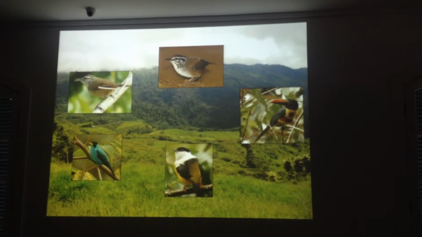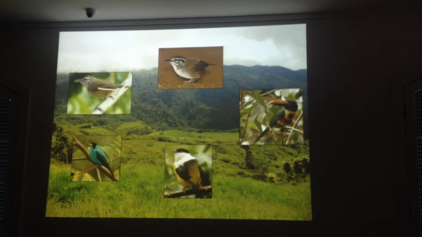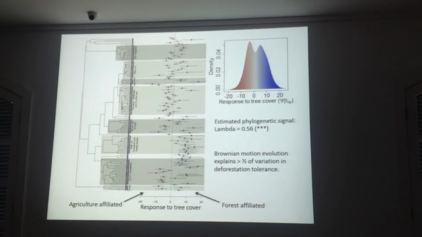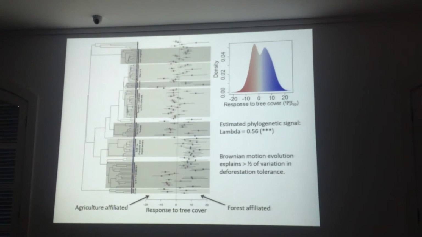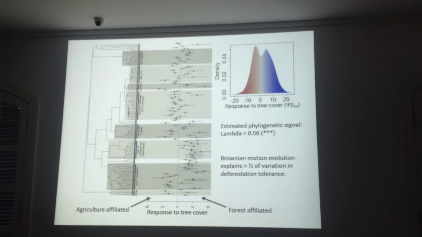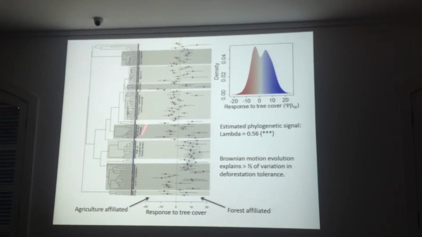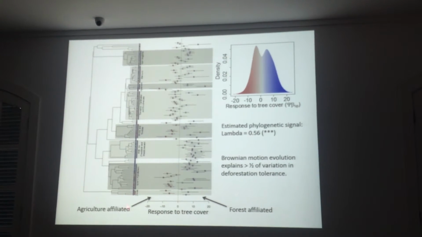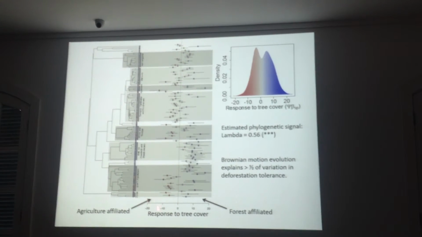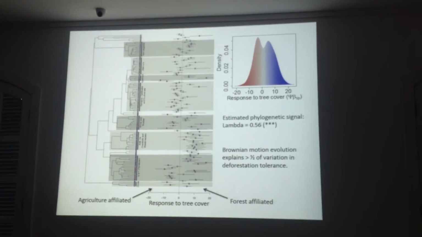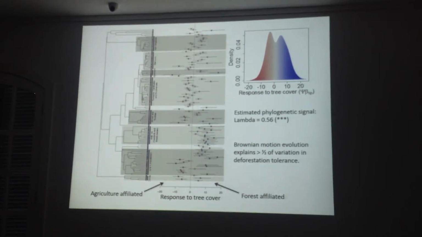So returning to these birds in Costa Rica, running the phylogenetic occupancy model, we can come away with a more species-specific understanding of how these guys are responding to deforestation. So we have a number of clades of birds here. The agricultural affiliated ones, the deforestation affiliated ones are on the left, forest affiliated ones are on the right, and this is the response to tree cover. It's that psi beta parameter that governs the response.